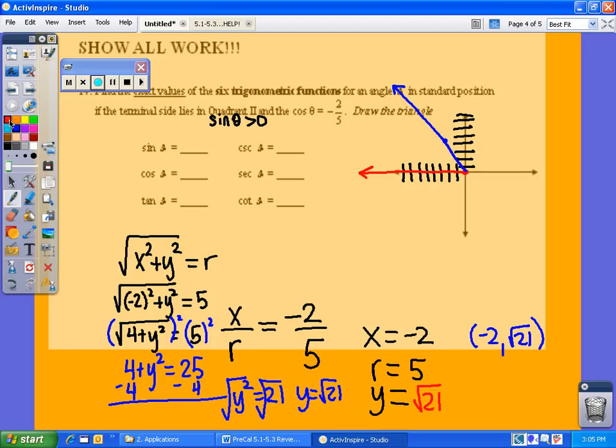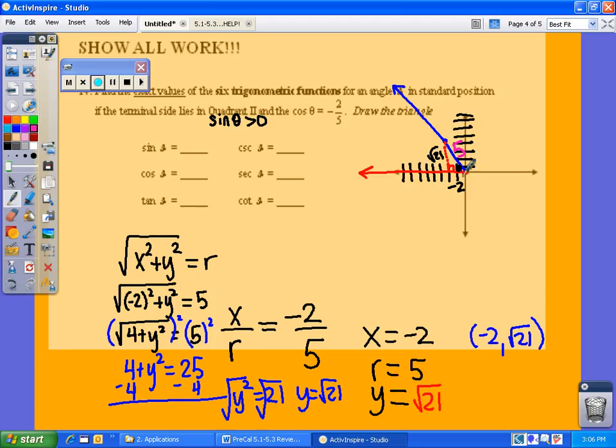Now I'm going to make my triangle, put a right angle there, and my theta is going to go right in between. Opposite from that is always your y value, so that's square root of 21. Here is going to be negative 2, and my radius I already know is 5. So once you have theta, you can just do SOHCAHTOA. You don't even have to memorize y over r, x over r, all that stuff.